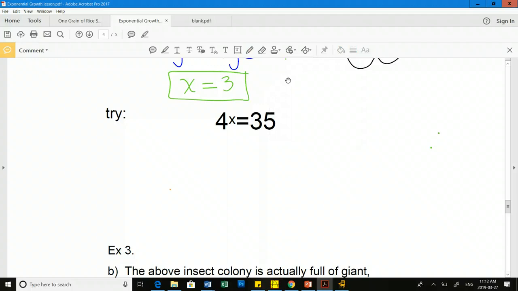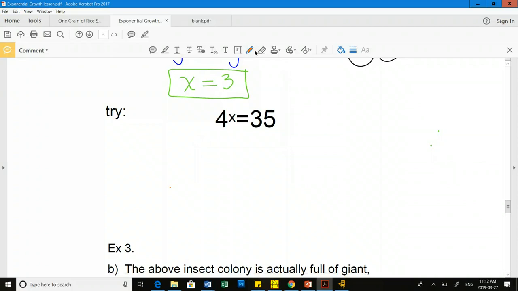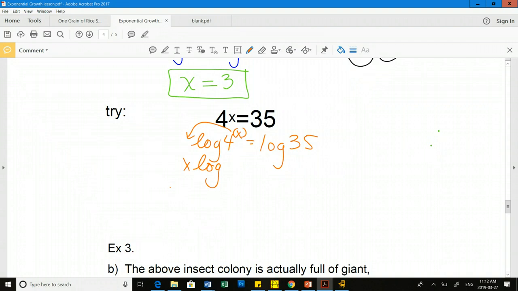Kaylin? So I did log 4 and then parachute x. Okay, and you also did log of the other side, right? Okay, and then you parachuted the x. So you had x log 4 equals log 35. And then what? Divided out log 4. Great. So we divide out that log 4. And then you're going to sub that into your calculator. And what did you get when you calculated log 35 divided by log 4?